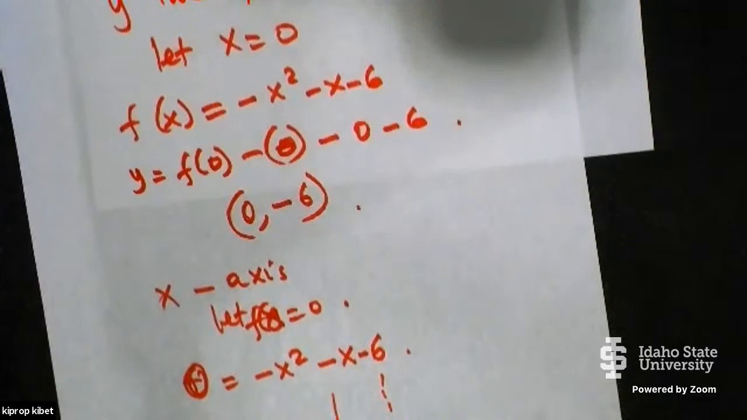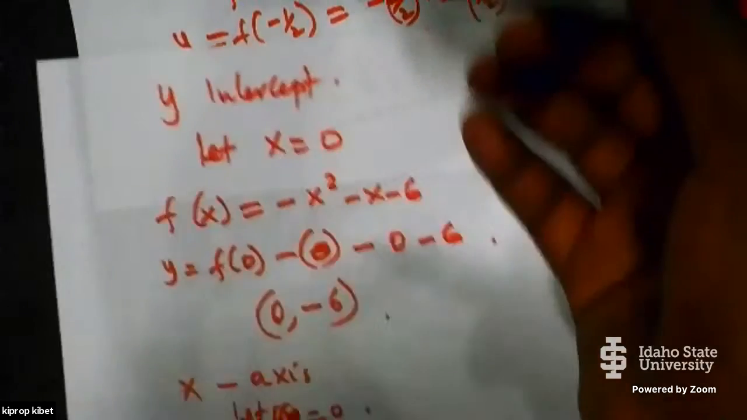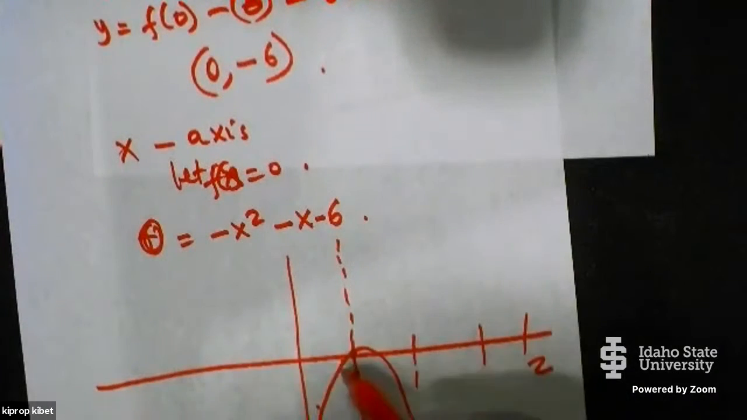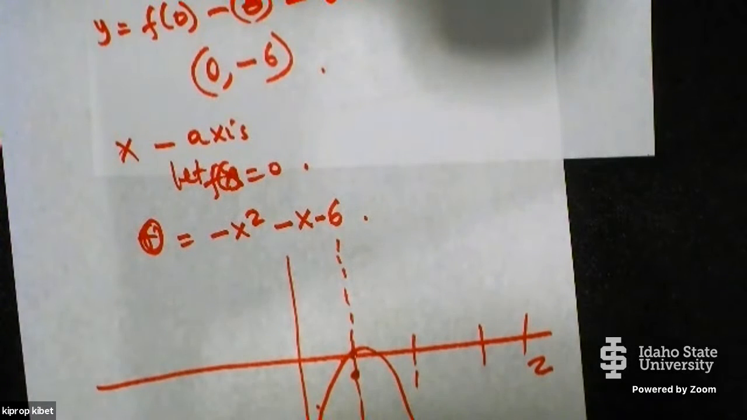You need to get these points. So again, when you get the y-intercept, okay? The y-intercept is 0 and minus 6. So 0 and what? Minus 6. So it's somewhere here. So let's say somewhere here.